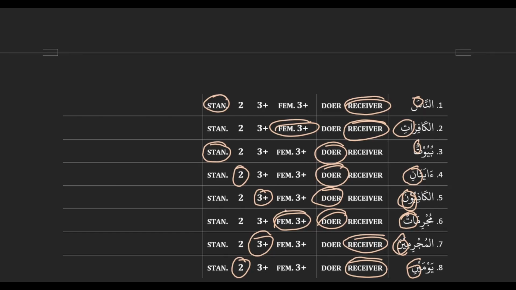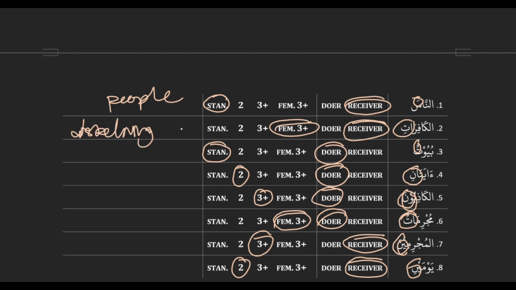Number 2, al-kafirati. What's a kafir? Disbeliever. And then how are we going to incorporate the number and gender? Because this is feminine plural, so are we going to say disbelieving women? Yeah. Disbelieving women. Excuse the handwriting there.